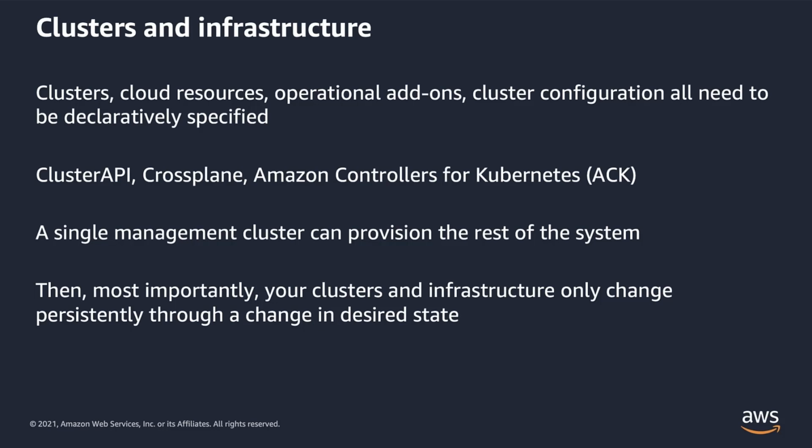And most importantly, once the thing's running, just like with your workloads, your clusters and your infrastructure only change persistently through a change in the desired state, which means you're intentionally changing code and you're filing a PR, right? If your clusters, your infrastructure change without that, then they're going to get reverted, right? There's no persistent change without a pull request or a git commit.